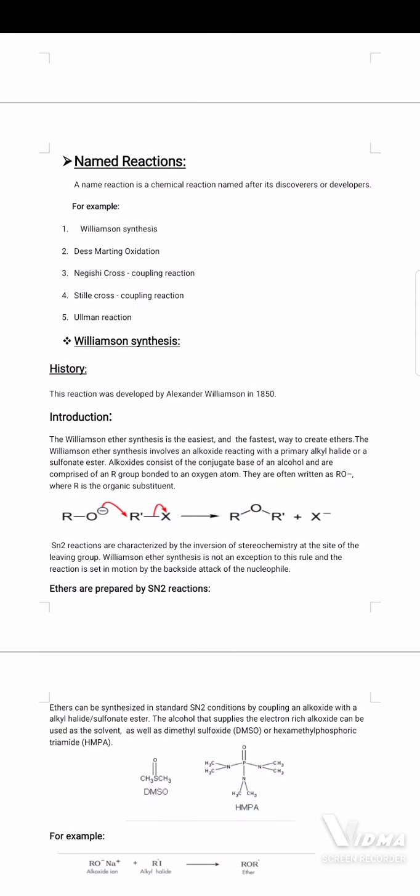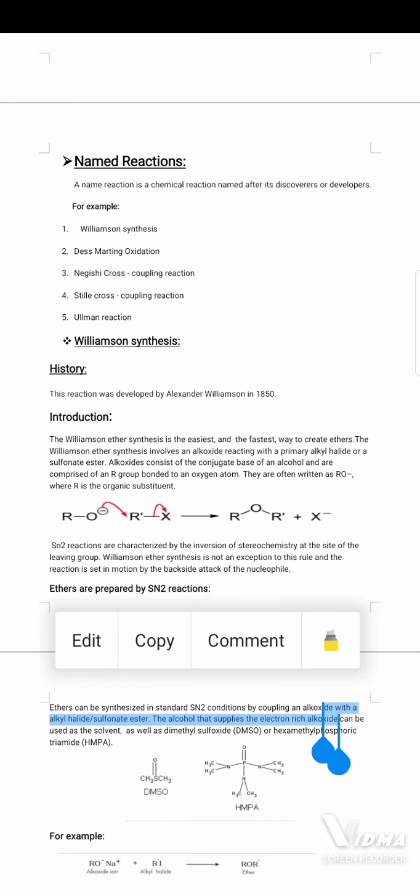So, basically a named reaction is a chemical reaction which is named after its discoverer or developer. In some cases, the person whose name is associated with the reaction was not the first to discover the reaction, but instead managed to popularize it. A name can also simply describe the reaction type, often by using the initials or referring to a structural feature of that reaction. There are thousands of named reactions in organic chemistry, out of which 5 I am going to explain in this presentation. And these are Williamson synthesis, Dess-Martin oxidation, Negishi cross-coupling reaction, Stille cross-coupling reaction, and the Ullmann reaction.